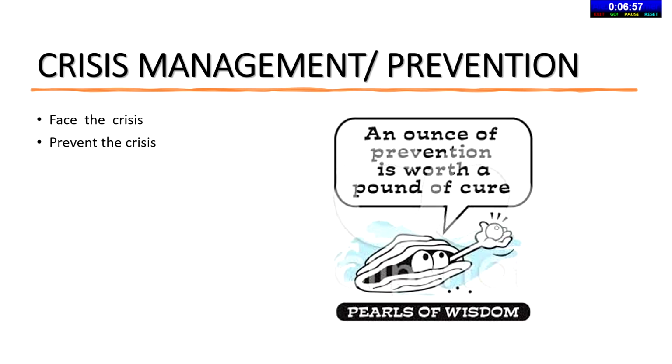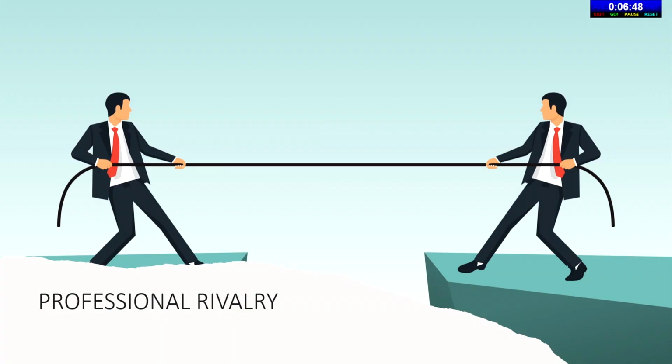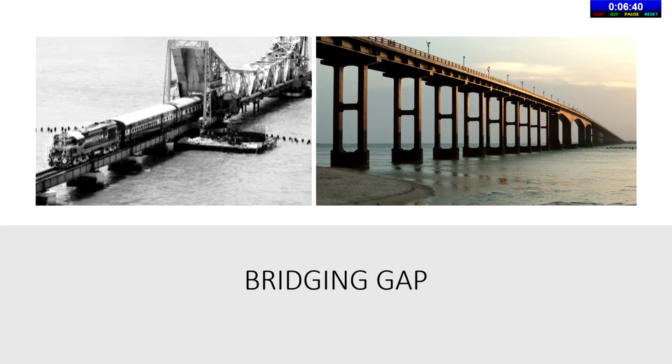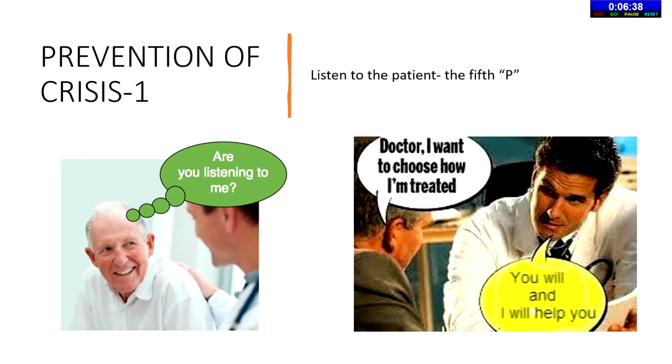So basically in crisis management, prevention is very important. Face the crisis as well as prevent the crisis by learning from the crisis. So this is one important aspect of facing the crisis, that professional rivalry. We need to change this rivalry to professional bonhomie and bridge the gap between our patients.